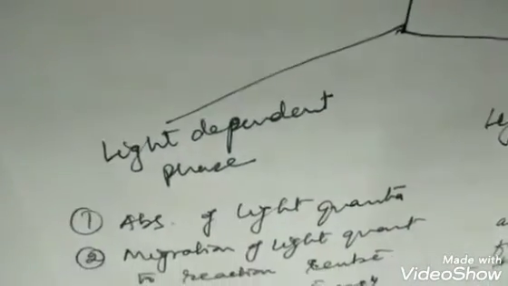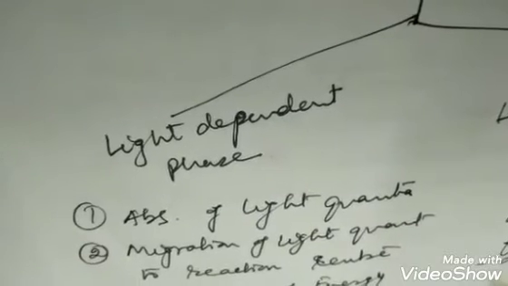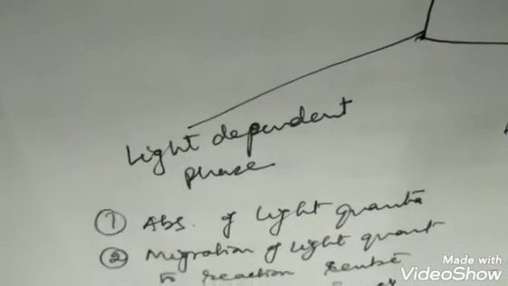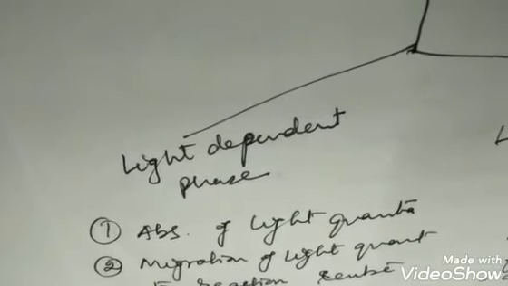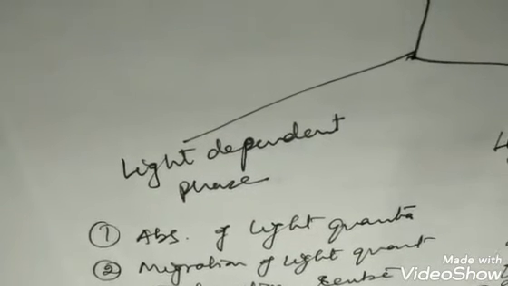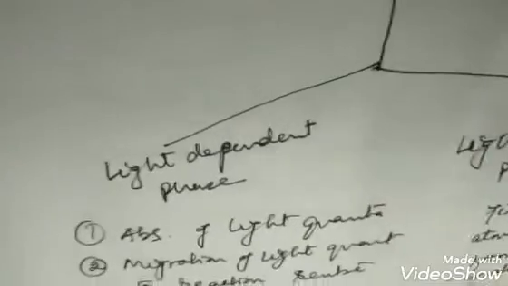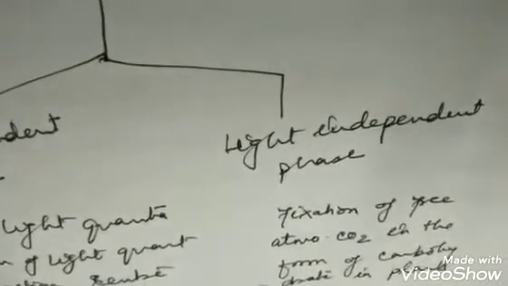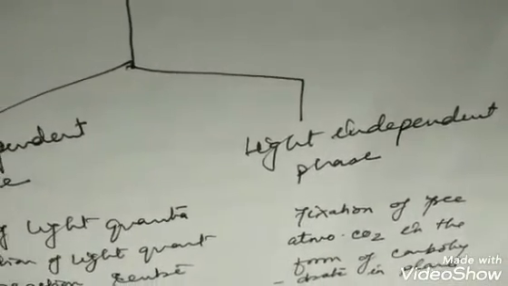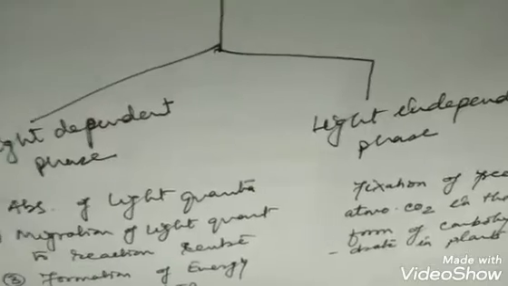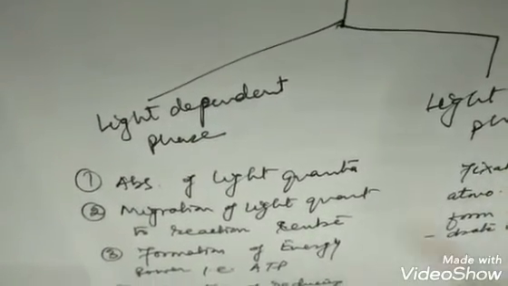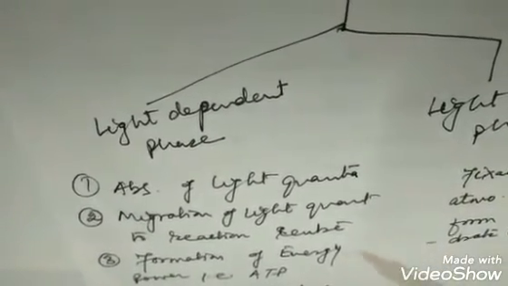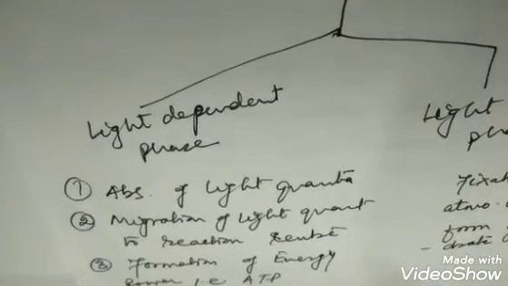Light dependent phase is the process, or the steps, for which light is necessary, or we can say that in the absence of light these steps cannot occur, whereas in the light independent phase the presence of light is not necessary. Then this is the question: what steps take place during the light dependent phase and what steps occur during the light independent phase.